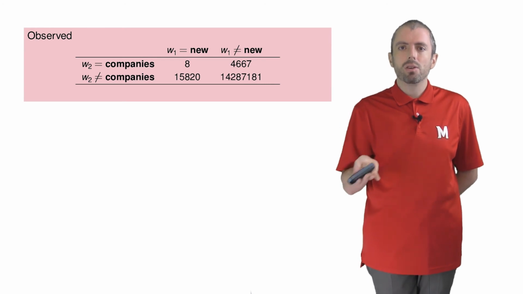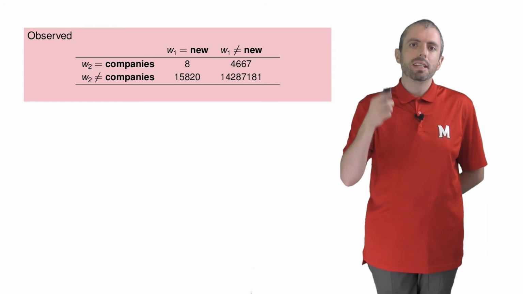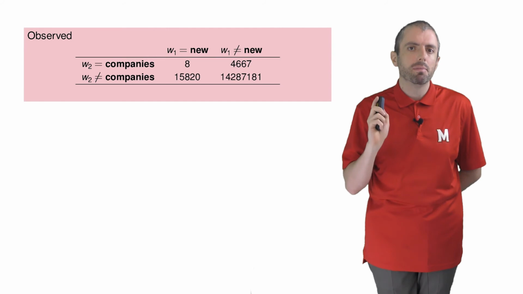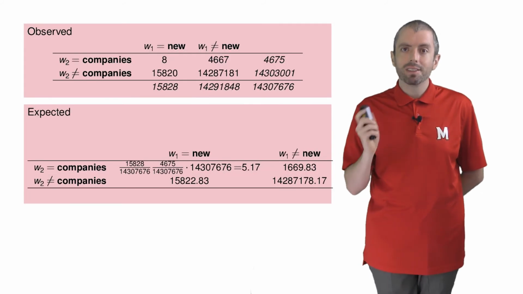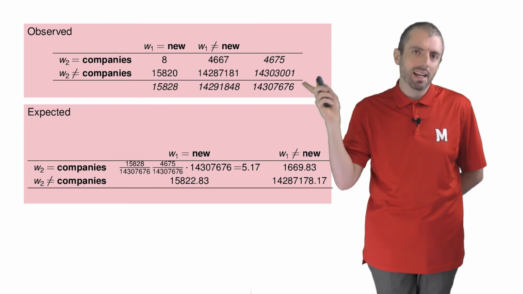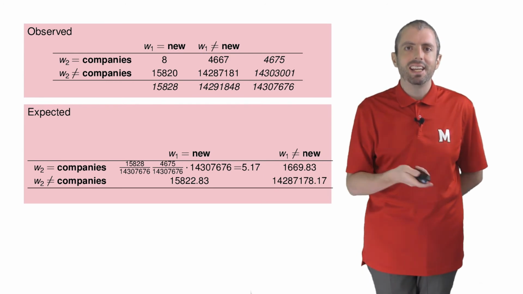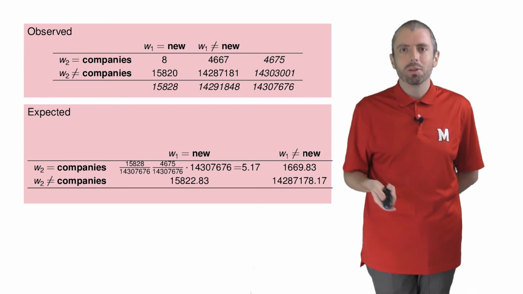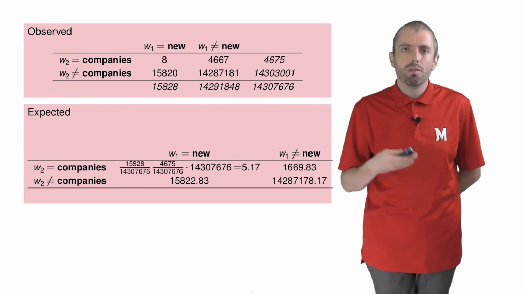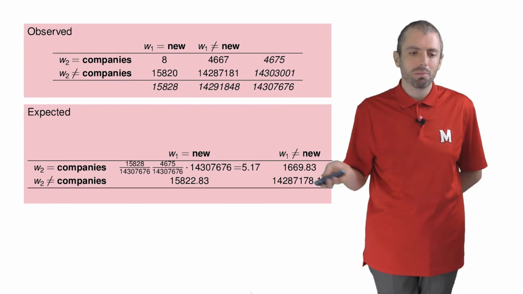Let's now see if this joint distribution is independent. Just like in testing whether a die is fair, we need to compute the expected distribution if these were independent. To do that, we need to compute the observed marginal probabilities. For example, if the two were independent, the expected value of the top left cell would be the marginal probability of word 1 being new, 15,828 divided by 1.4 million, times the marginal probability that word 2 is companies, 4,625 divided by 1.4 million.